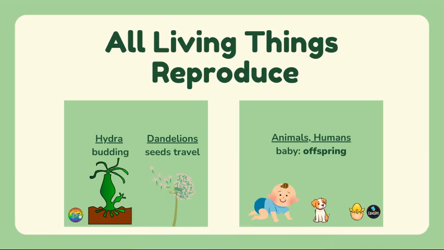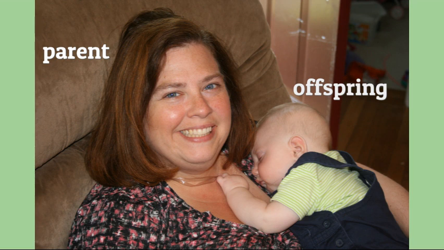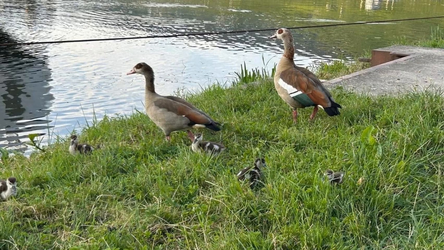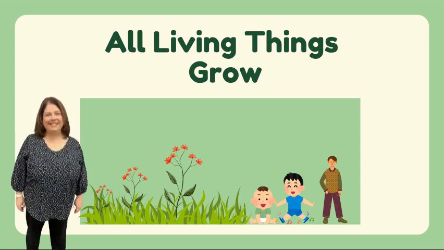The hydra buds. The seeds from a dandelion will reproduce more dandelions in just a matter of time. We can take the seeds out of this cantaloupe, plant them in the ground, and make more cantaloupe. Humans can also reproduce. I am the parent, and my baby is an offspring. A parent giraffe can also reproduce a baby giraffe, which is also called the offspring. Check out all these baby ducks with their parents. Aren't they so cute?